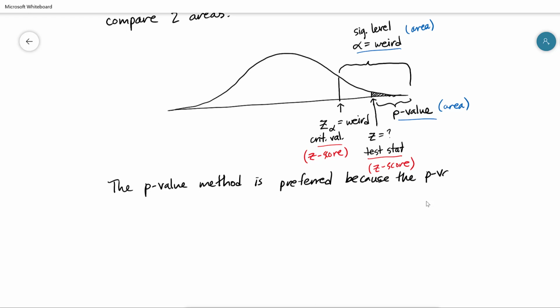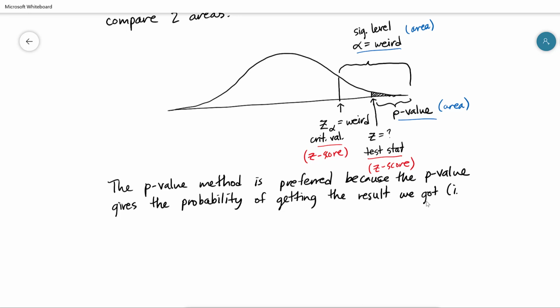Because the p-value itself, that area, gives the probability of the result that you received. So getting the result that we got, meaning, in essence, it gives us the probability of getting the X bar as extreme as the one that we found.